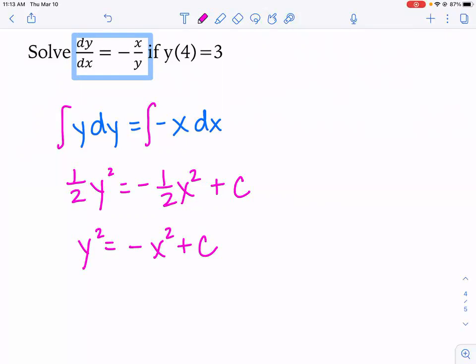Okay. Here is where you have to be very, very careful. What happens when we square root both sides of an equation? We get plus or minus the square root.